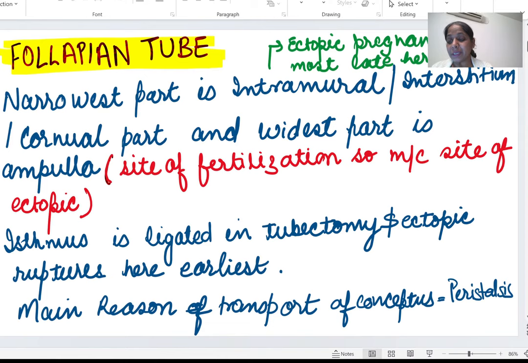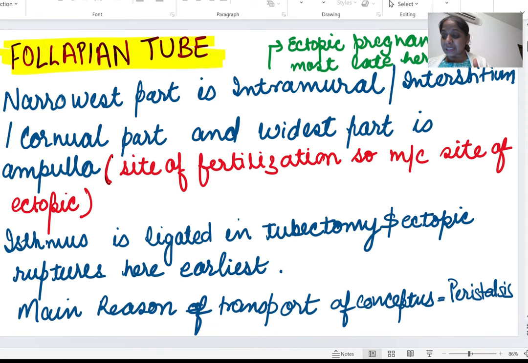First of all, we are with the fallopian tube. What is the structure? Four parts of the fallopian tube. Can you write down what are the four parts? Once in the exam, they have asked what are the four parts of the fallopian tube, starting from the uterus and going toward the pelvic wall. What are the four parts? Can you tell me?